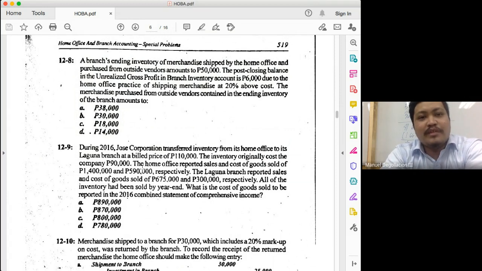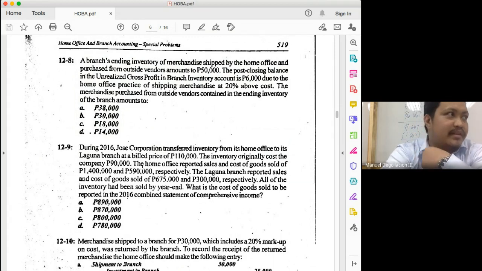Okay, the post-closing balance in the unrealized gross profit in branch inventory account is 6,000 due to the home office practice of shipping merchandise at 20% above cost. Plus, the unrealized gross profit in branch inventory account is another name for your allowance account. So you will encounter problems using different account titles for the allowance account. The unrealized gross profit here is just the same as your allowance account. As I've mentioned, the allowance account is an unearned income account. So there may be other ways in which the allowance account will be presented in the problems, and this is one of such ways.